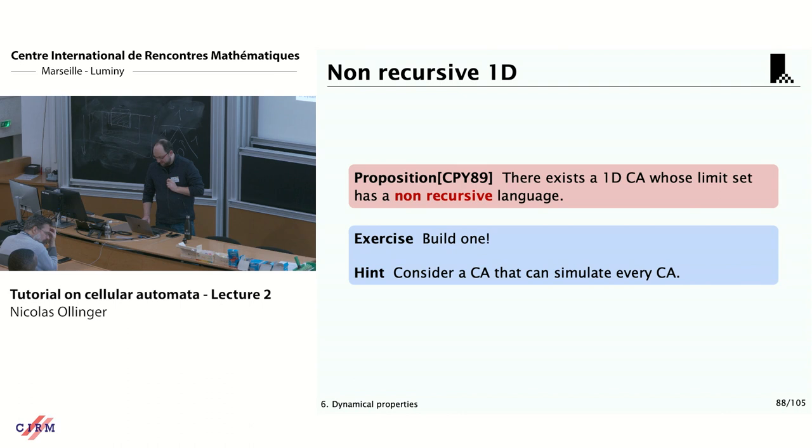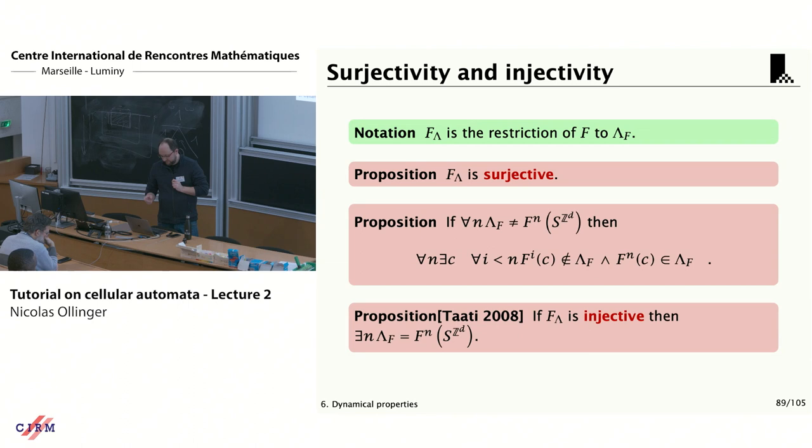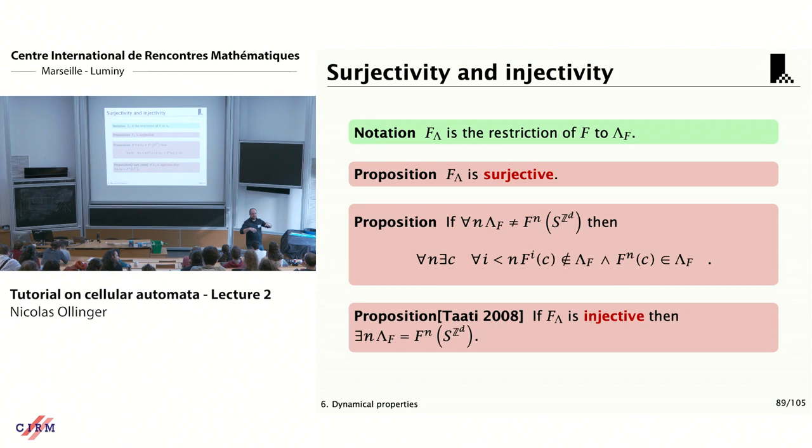Okay, let me advance there. So I'm almost done with that part. So what happens if you look at your limit set? It's a set of configurations which is invariant, so it makes sense to ask what happens for injectivity, surjectivity there. So if you take your restriction to the limit set, first you are always surjective. By definition, the limit set is your attractor, and when you are inside the limit set, you stay inside it, and you reach all of it.